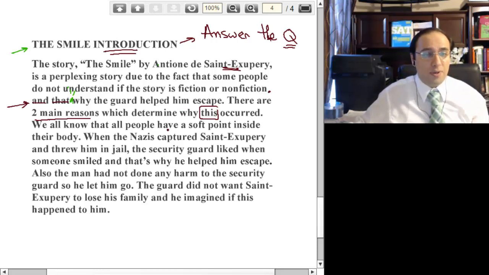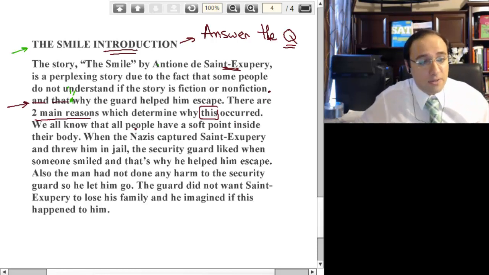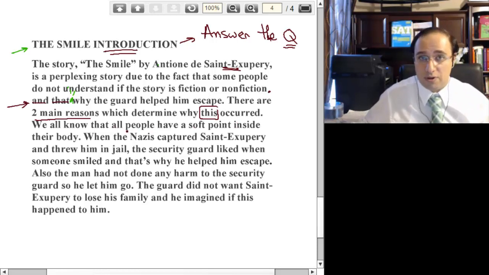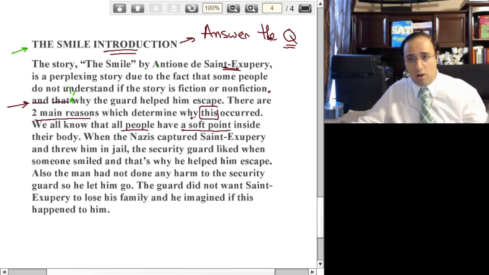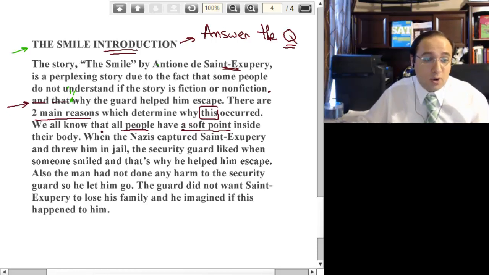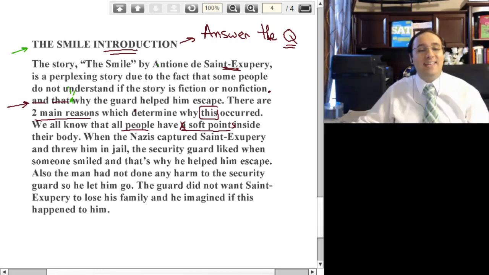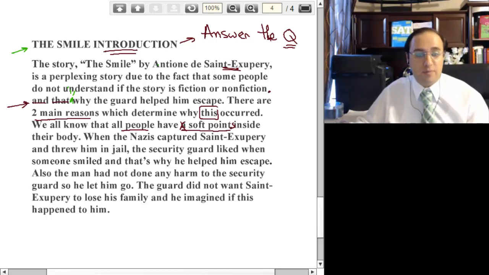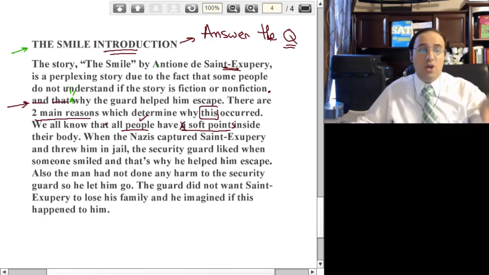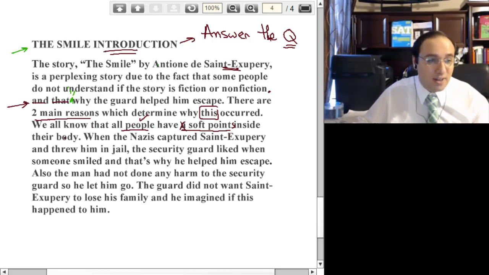We all know that all people have a soft point. Now, here, this is called noun-number agreement, okay? You're saying that all people have a soft point? That's impossible. Not all people can have just one soft point. So, that all people have soft points, or that each person has a soft point inside him or her, inside his or her body. So, to make this sentence correct, using people, we all know that all people have soft points inside their bodies.